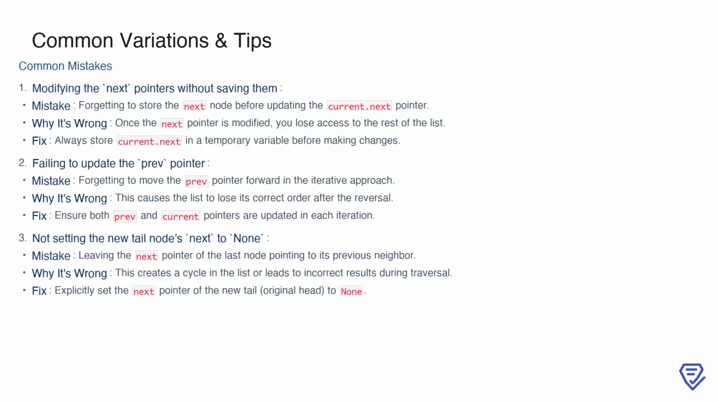Lastly, some forget to set the next pointer of the new tail node, previously the original head, to None. Leaving it unchanged can create cycles in the list or lead to unexpected behavior during traversal. Always ensure the new tail's next pointer is explicitly set to None to avoid such issues.